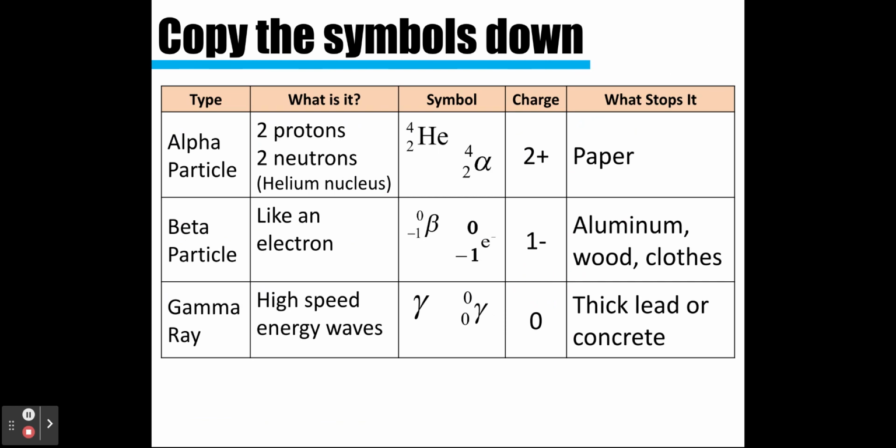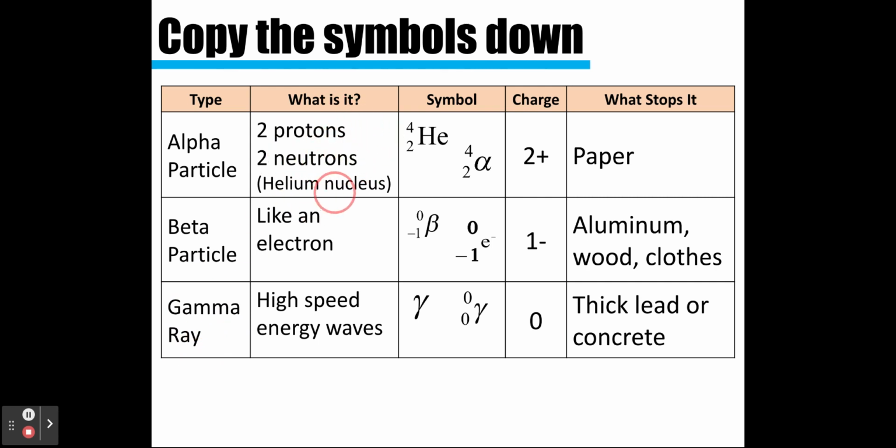And here is a table that you can copy down with all of this information. So you've got the three types of radiation. You've got your alpha particle from alpha decay or alpha radiation, you've got beta particle from beta decay, and you've got your gamma rays from your gamma radiation.